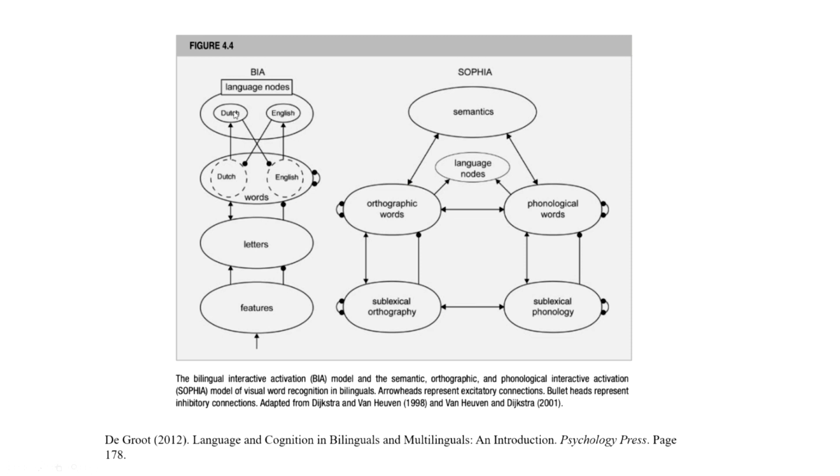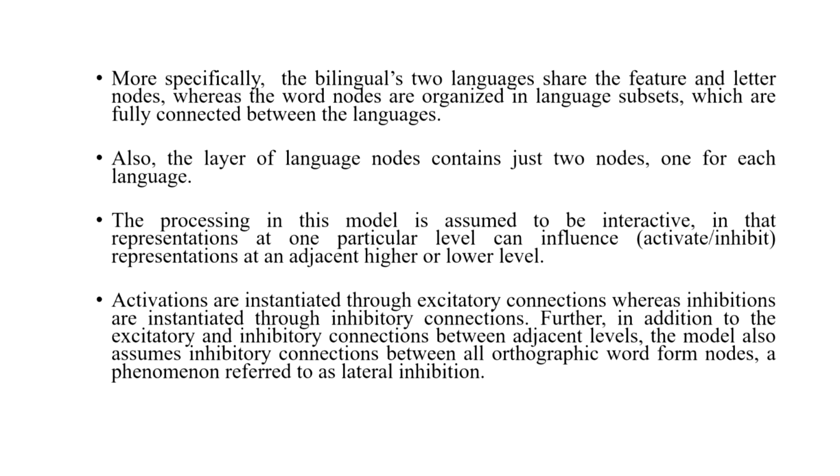You can see that the Dutch language inhibits all the word nodes of English and the English language inhibits all the word nodes of Dutch. These rounded connections are inhibitory connections, whereas these connections with the arrows at the end are called excitatory connections. This is a brief overview of the diagram. Let us go further and explore the processing in this model in some more detail.